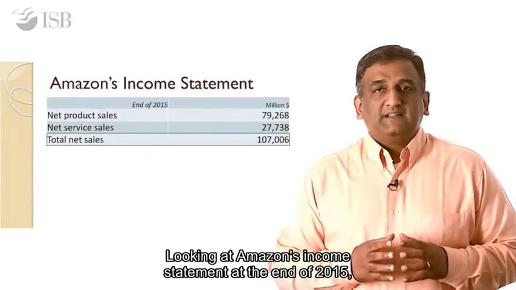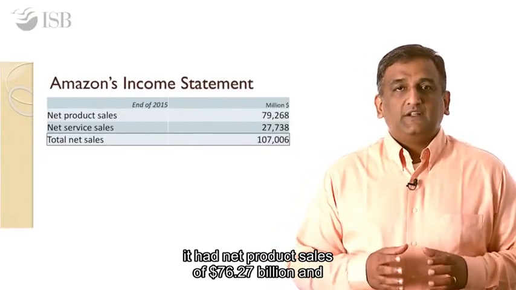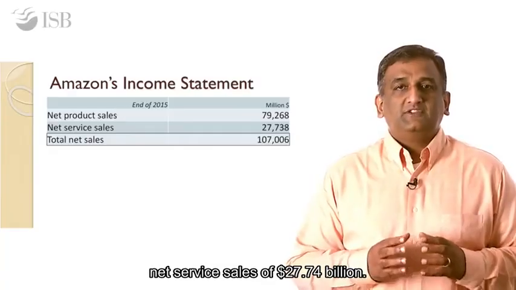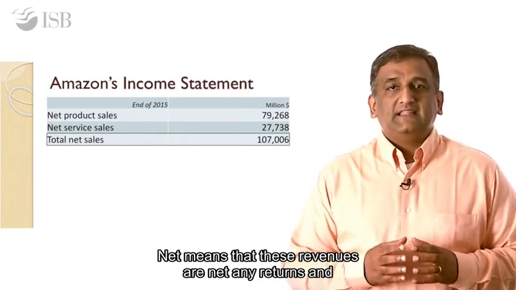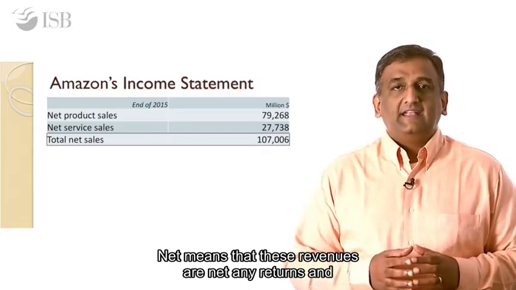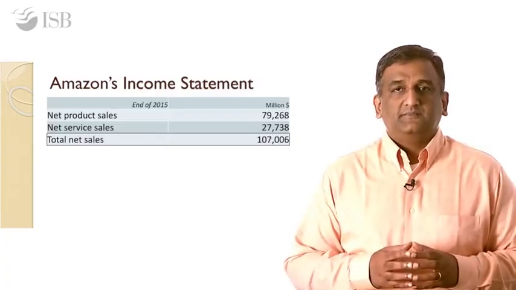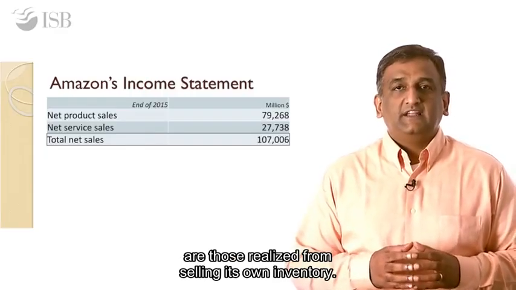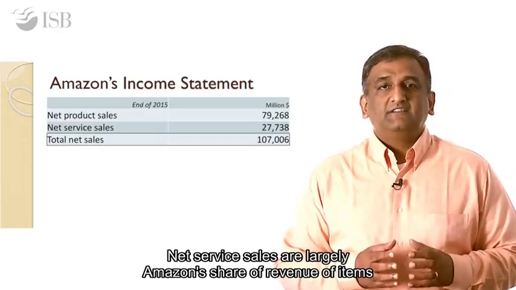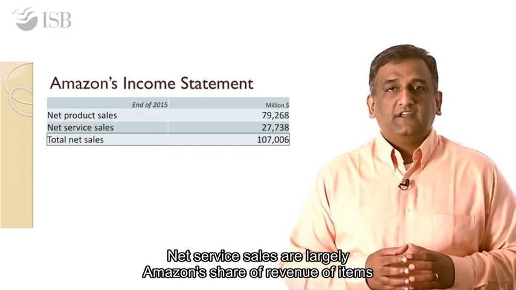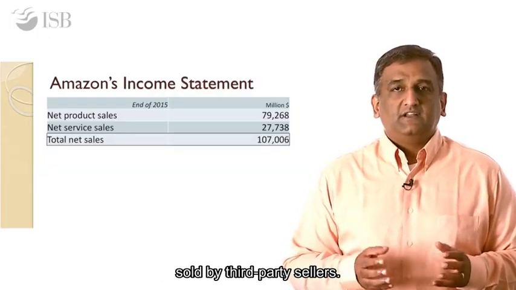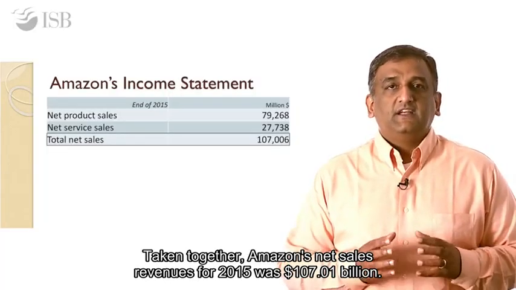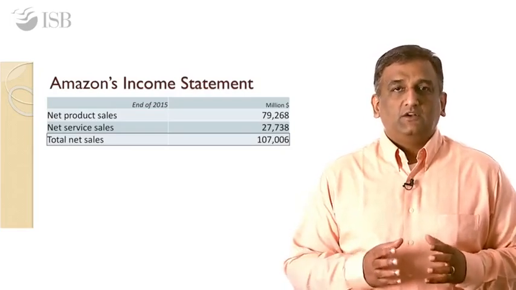Looking at Amazon's income statement at the end of 2015, it had net product sales of $76.27 billion and net service sales of $27.74 billion. Net means that these revenues are net of any returns and net of any discounts offered to customers. Amazon's annual report states that net product sales are those realized from selling its own inventory. Net service sales are largely Amazon's share of revenue of items sold by third-party sellers. Taken together, Amazon's net sales revenues for 2015 was $107.01 billion.